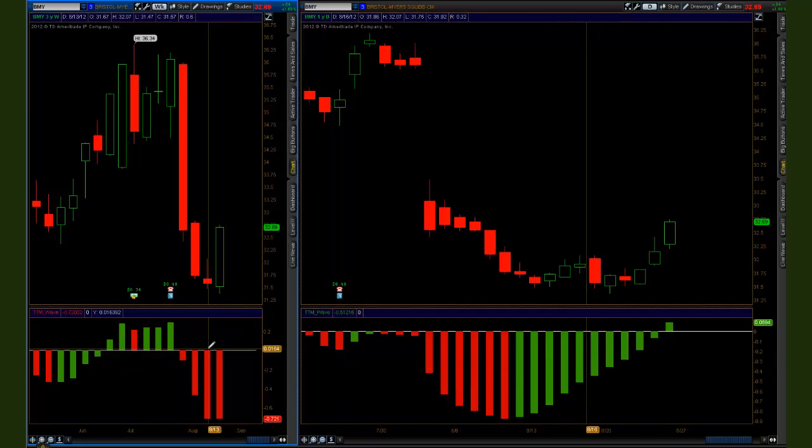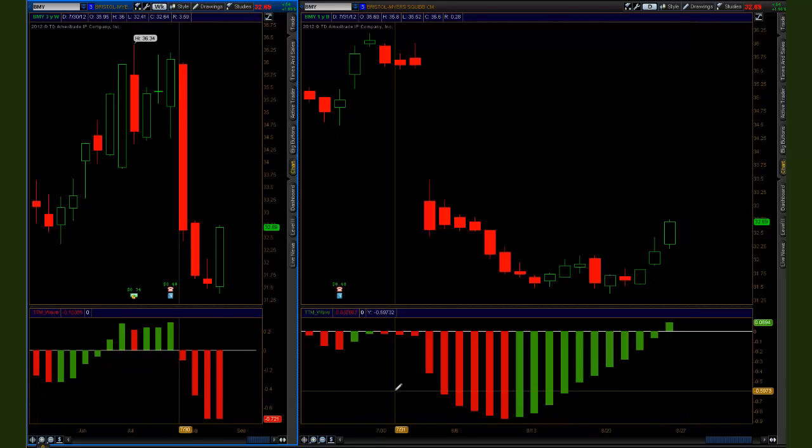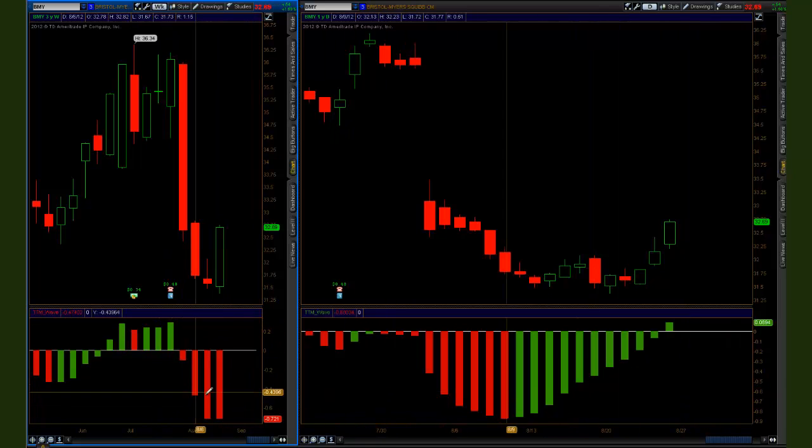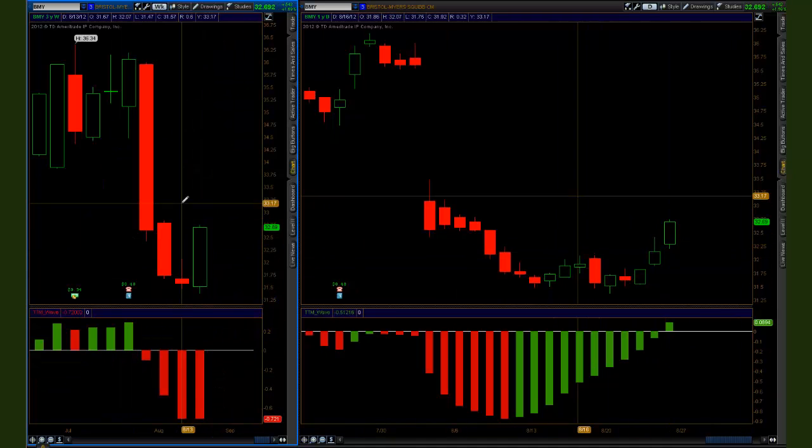The TTM wave indicator is free in Thinkorswim. It has been modified slightly. Our members know how to modify this to help find the trades, but it is a free indicator. If you have any questions about how to modify this, please let me know and we'll help you out. But essentially, we're looking at BMY.